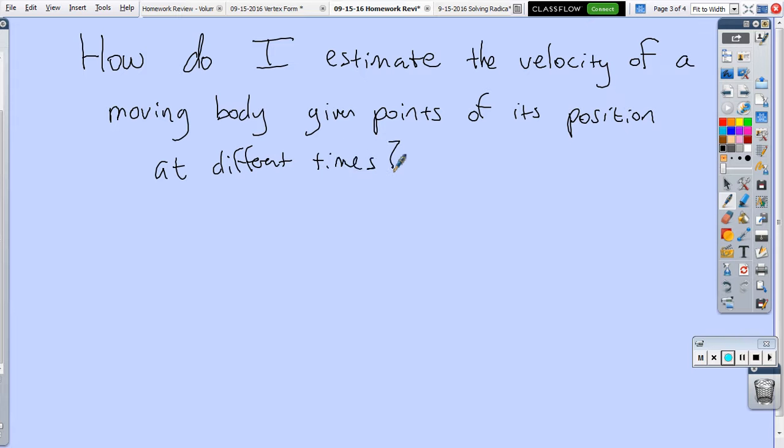All right, so here's the question. How do I estimate the velocity of a moving body given points of its position at different times? So this is actually where we left off looking at the homework. Looking at number 6, I believe, is where we left off.